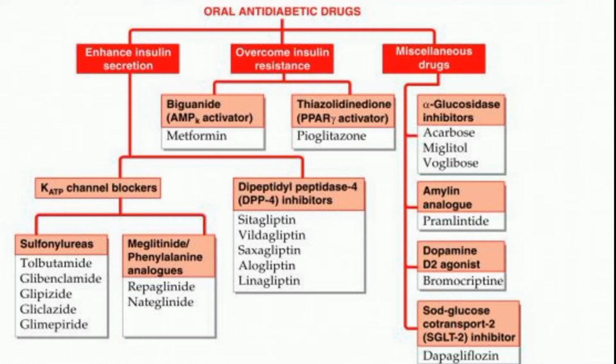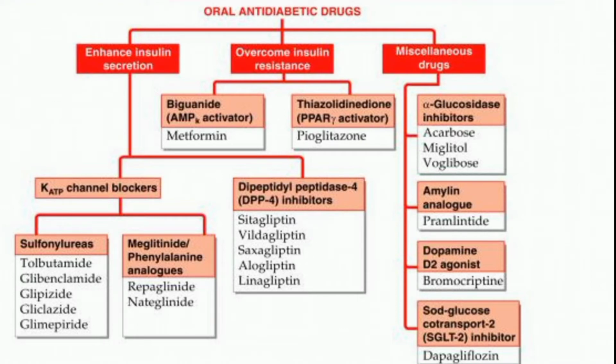In enhanced insulin secretion, we have potassium ATP channel blockers, that is the sulfonylureas and meglitinides as subclasses. As all of you know, sulfonylureas are glimepiride, glipizide, gliclazide, and meglitinides are repaglinide, nateglinide, and the DPP4, that is dipeptidyl peptidase 4 inhibitors, are the gliptins: sitagliptin, vildagliptin, linagliptin, saxagliptin. So these are the enhancing insulin secretion subcategories.